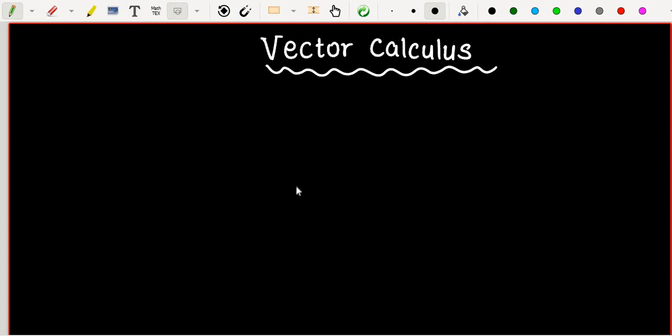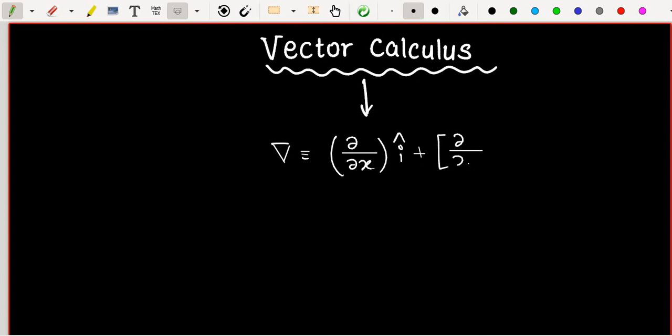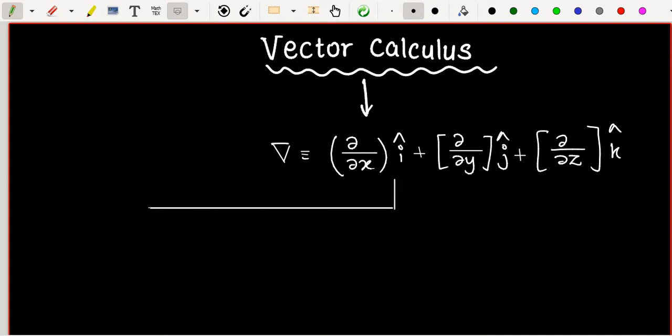In the previous few videos, we have discussed vector differentiation and the vector differentiation operator del, where del is a vector quantity which takes partial derivative with respect to x along the x-axis plus partial derivative with respect to y along the y-axis and partial derivative with respect to z along the z-axis. If you operate this vector differentiation operator on a function, if the function is a scalar function, then it is known as gradient.